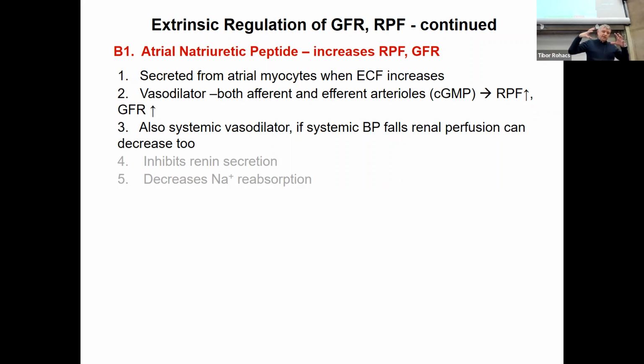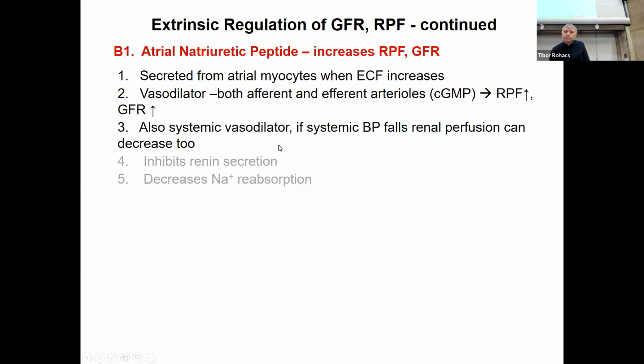So if your venous system is dilated, which includes your atria, that's going to basically send a signal to your kidneys to dispose sodium to decrease your volume. And the ANP, atrial natriuretic peptide, is part of this system. So it dilates both the afferent and efferent arterioles. The renal plasma flow will go up, the GFR will go up, and it's also a systemic vasodilator.